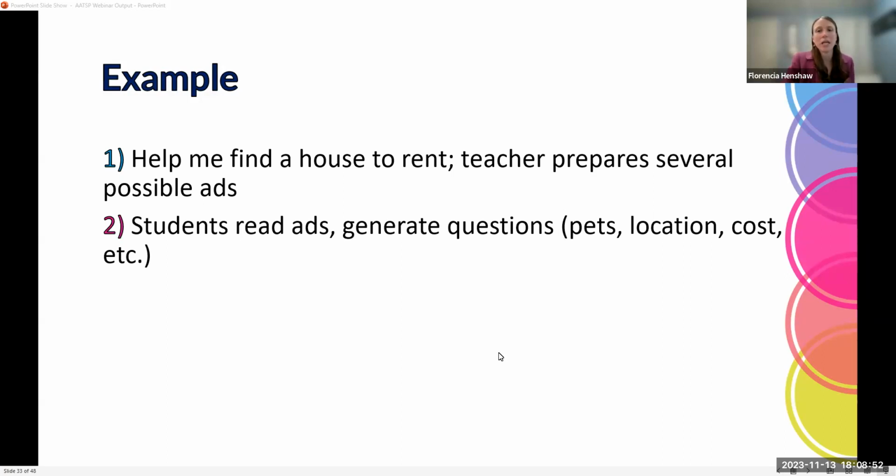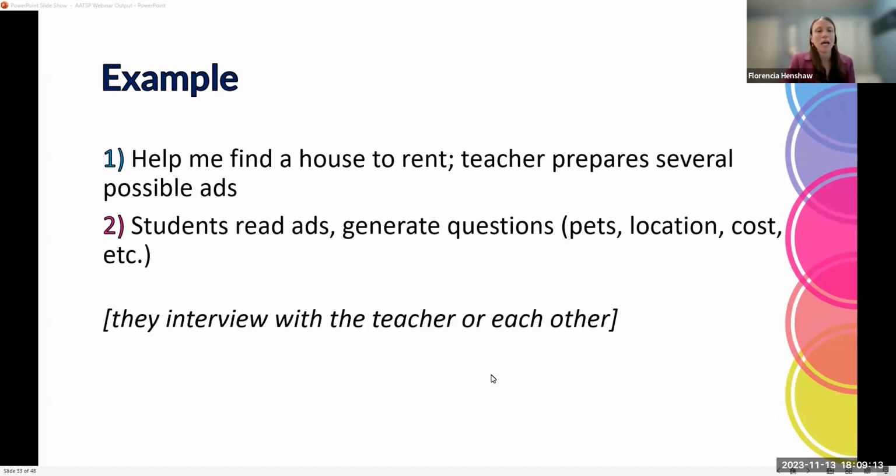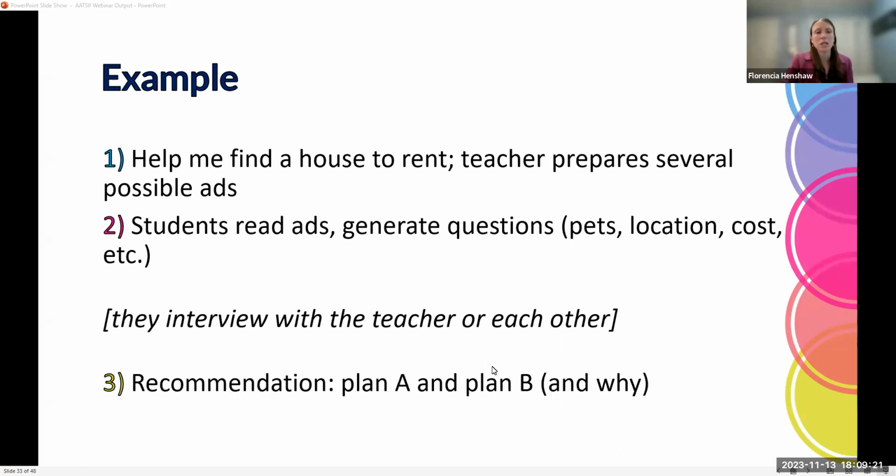So maybe things about pets, the location, the cost, the shape the house was in, different things like that, houses versus apartments. The students prepare the questions. They had time in groups to think about what they were going to ask me. I think that this is important as opposed to jumping straight to the interaction and then sort of dying after one question. They interviewed me in this case, but depending on how you're setting it up, this is something that you could do with students.